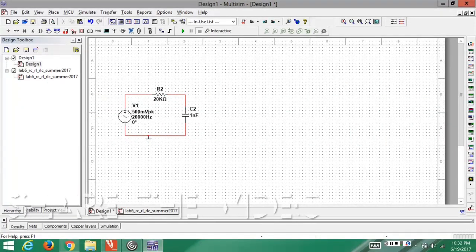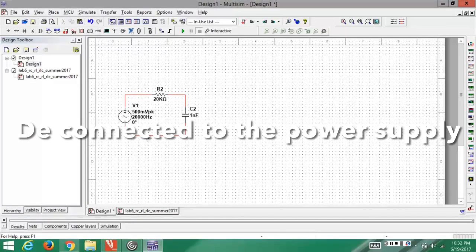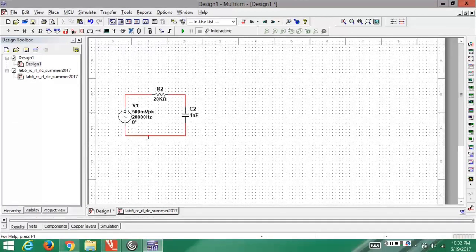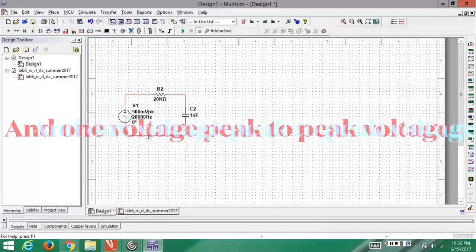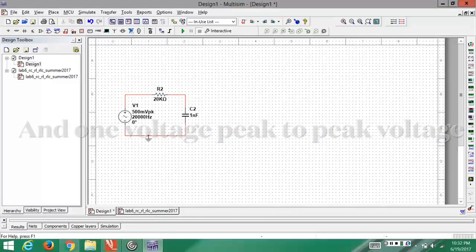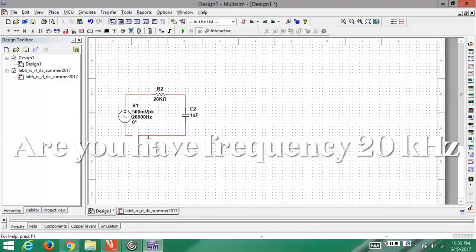Hello and welcome back. Today I will cover a circuit where you have a resistor in series with a capacitor, connected to the power supply. What we are generating here from the power supply, which is an AC source, is a voltage of 1 volt peak to peak with a frequency of 20 kilohertz.